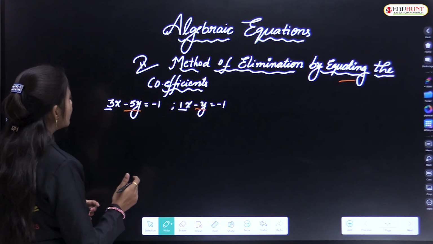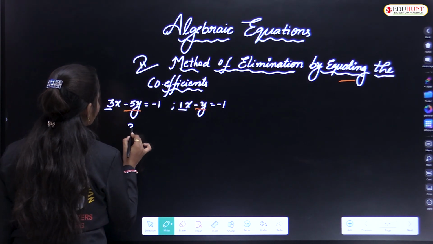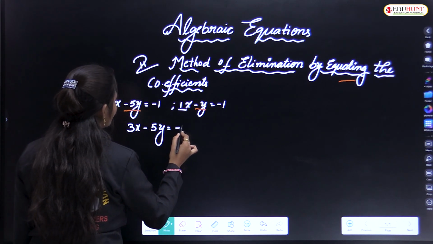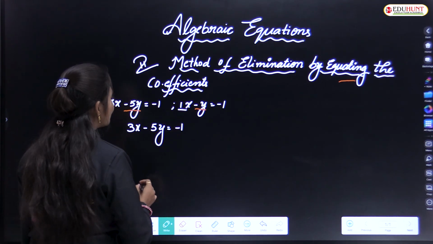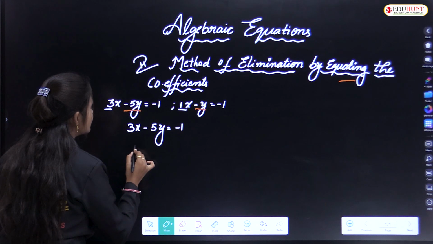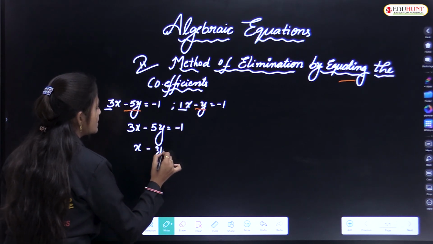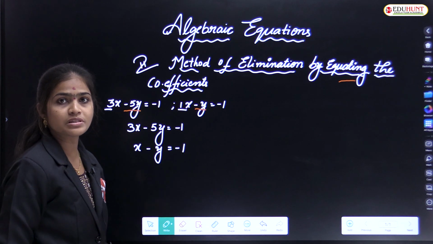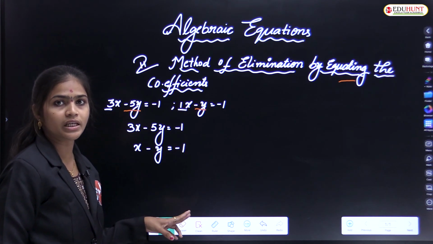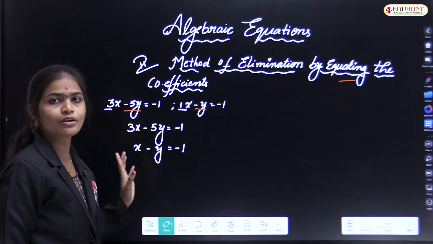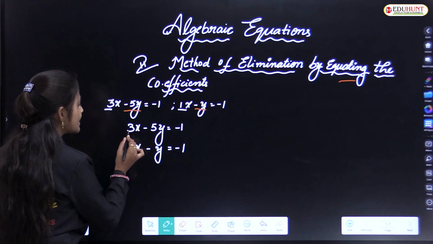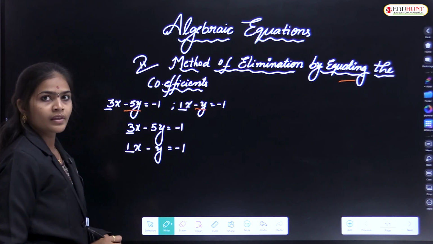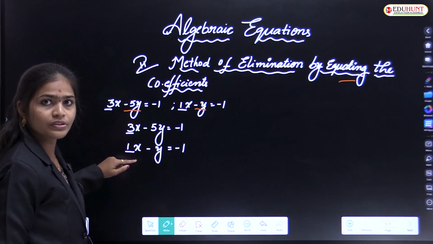So what are the given equations? 3x minus 5y is equal to minus 1, that is the first equation, and the second one is x minus y is equal to minus 1. Here you can choose the x coefficient or the y coefficient. I am going to choose the x coefficient here. The x coefficient is 3, here the x coefficient is 1.